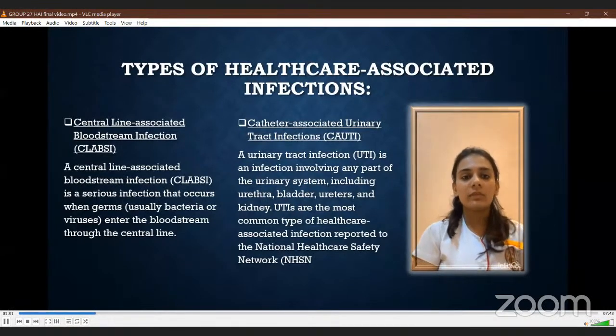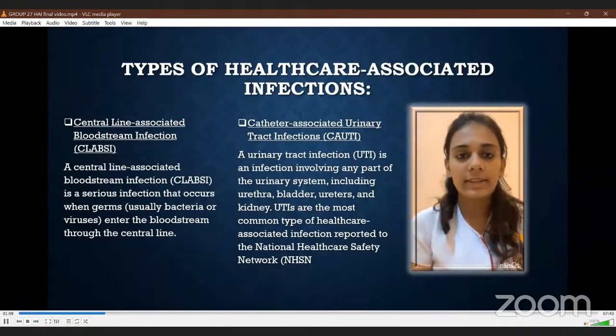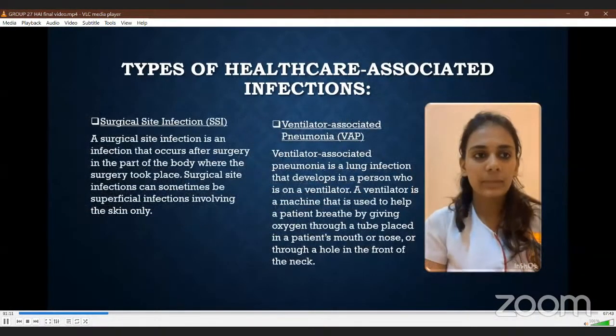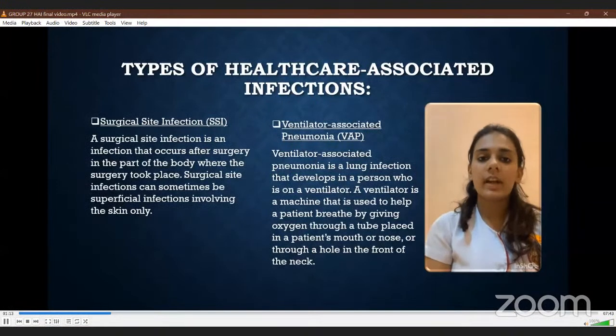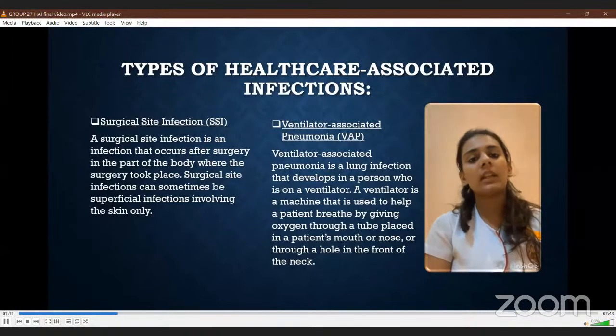Catheter-associated urinary tract infection. A UTI is an infection involving any part of the urinary system, including the urethra, bladder, ureters and kidney. The most important risk for developing a catheter-associated UTI is prolonged use of a urinary catheter. Surgical site infection is an infection that occurs after surgery in the part of the body where the surgery took place. Surgical site infections can sometimes be superficial infections involving the skin only.